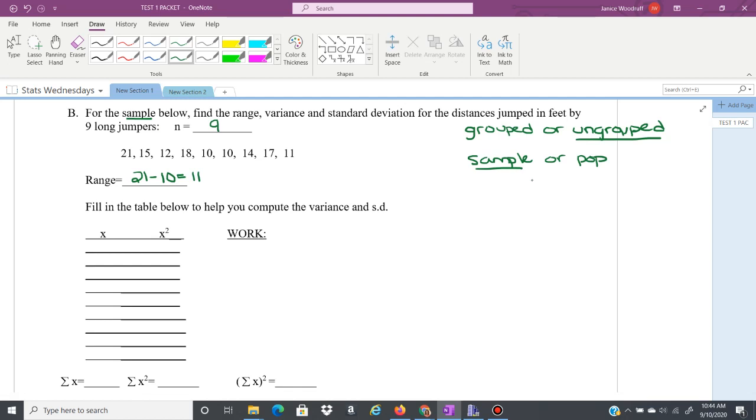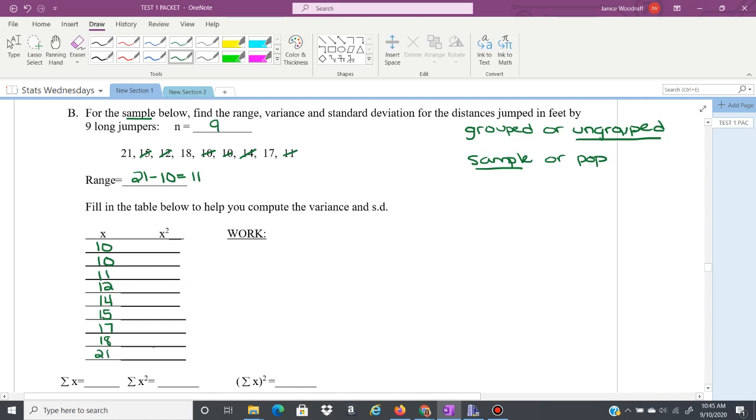Okay, so we could fill in the table. I find it best when we're doing the table to kind of put it in order just to help us out here. So I'm going to start with my smallest values, 10. So I have 10s here, then 11, 12, 14, 15, 17, 18, and 21.